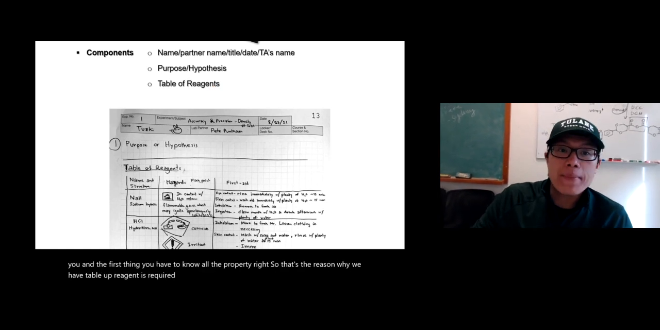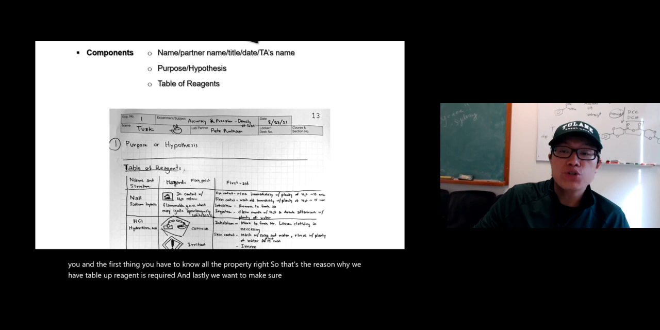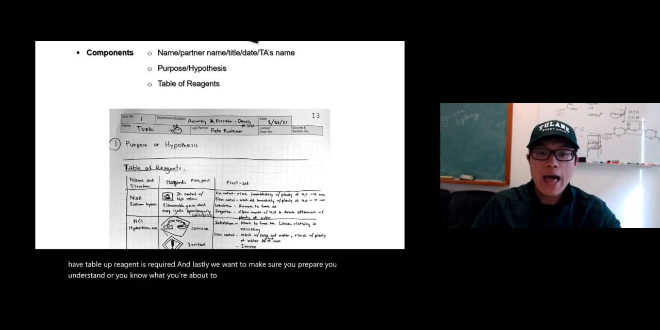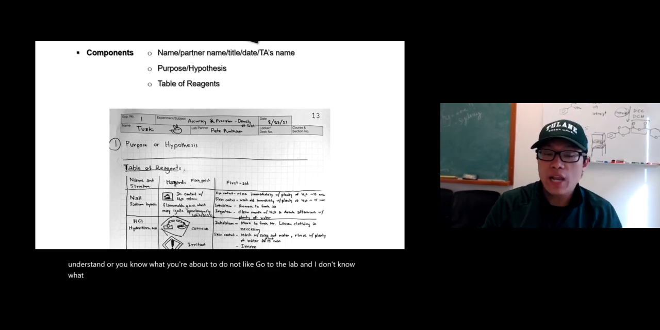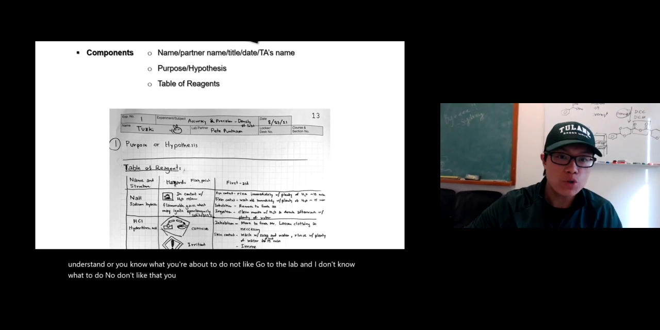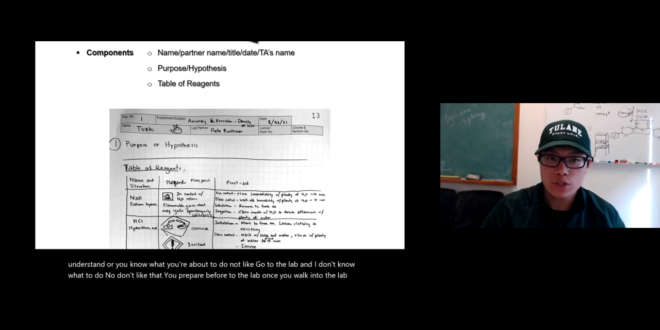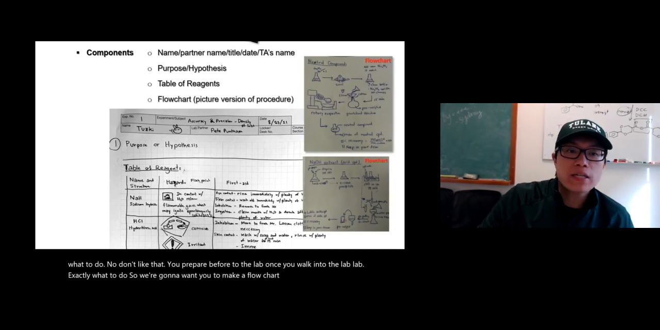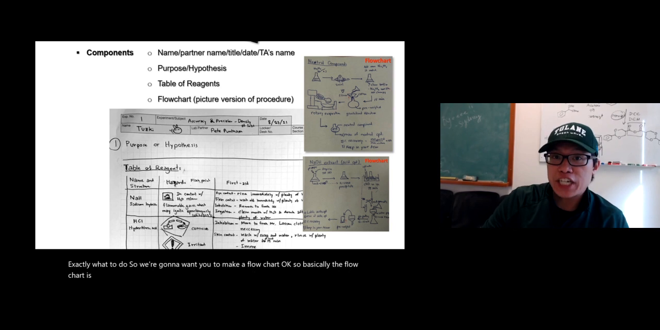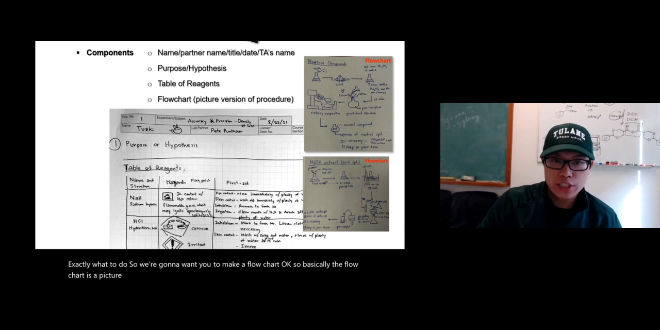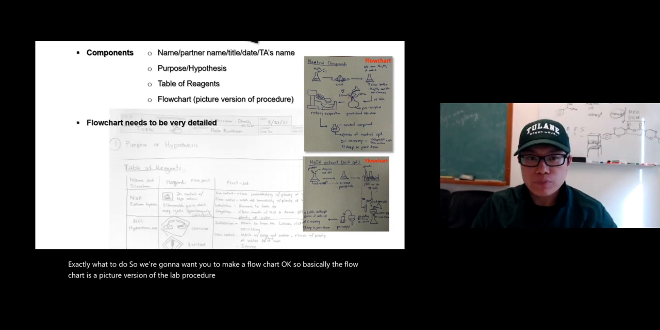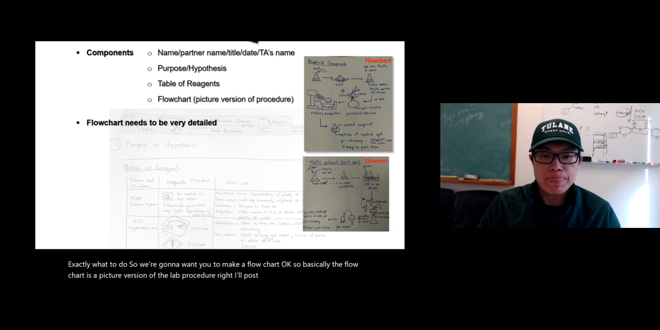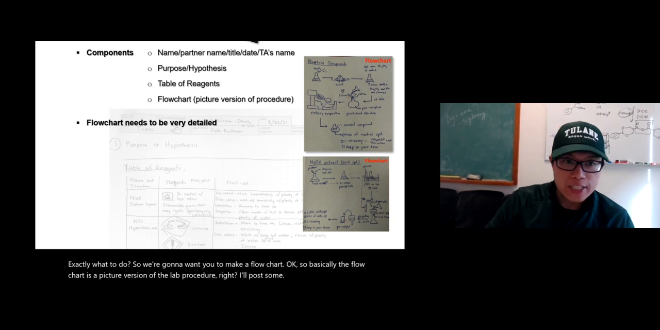And lastly, we want to make sure you prepare and you know what you're about to do. Not like going to the lab and not knowing what to do. No, don't be like that. You prepare before the lab, so once you walk into the lab, you know exactly what to do. So we want you to make a flow chart. The flow chart is basically a picture version of the lab procedure. I'll post some example flow charts on Canvas.